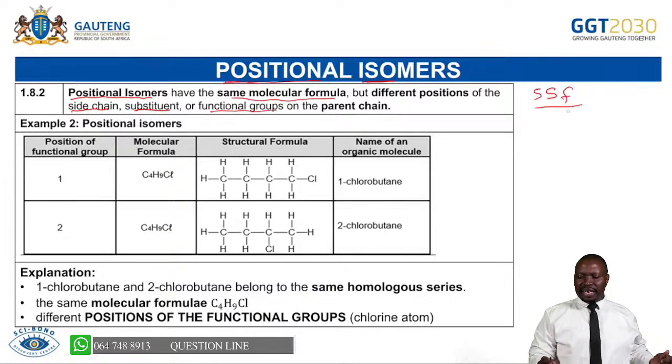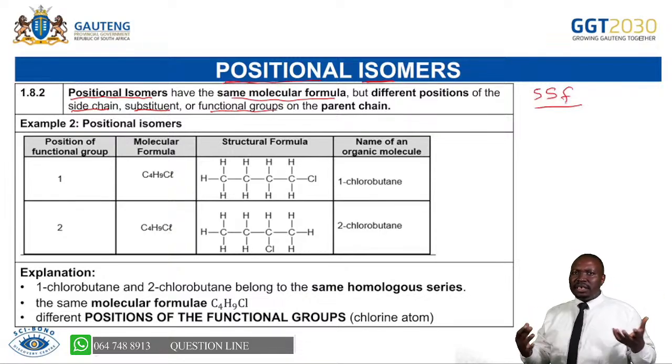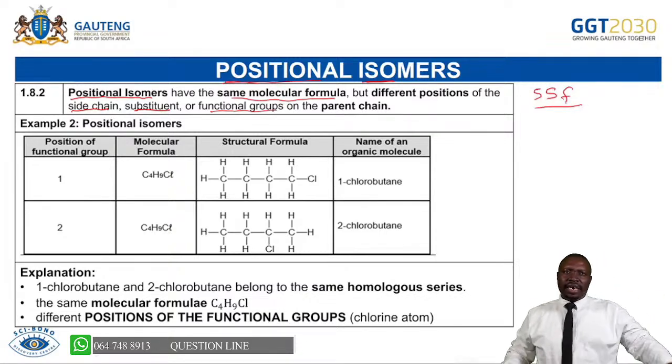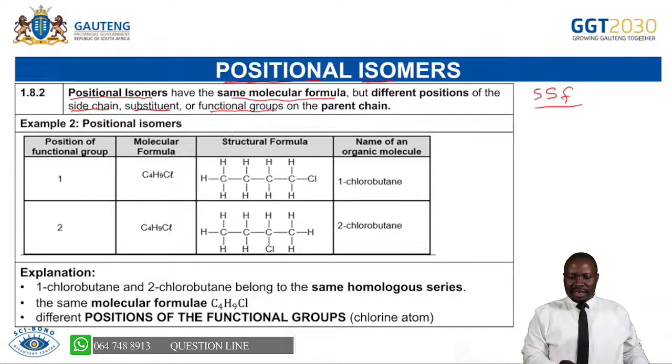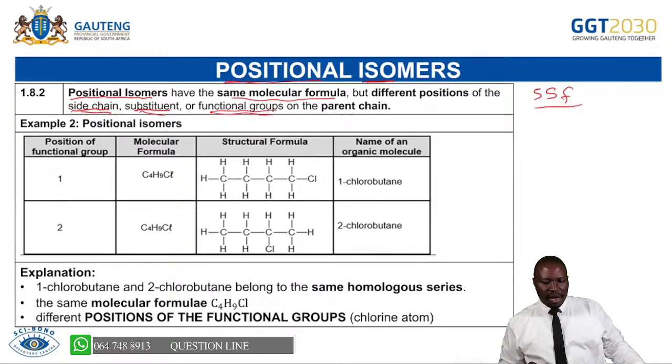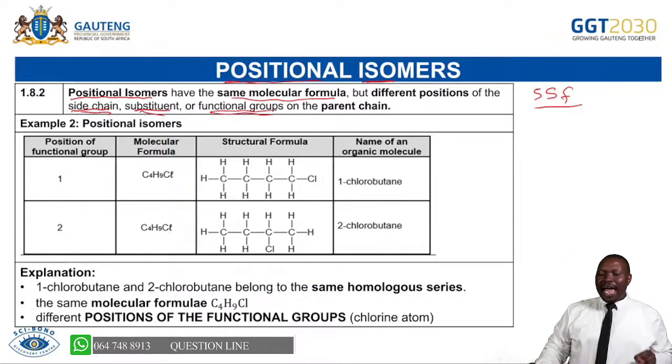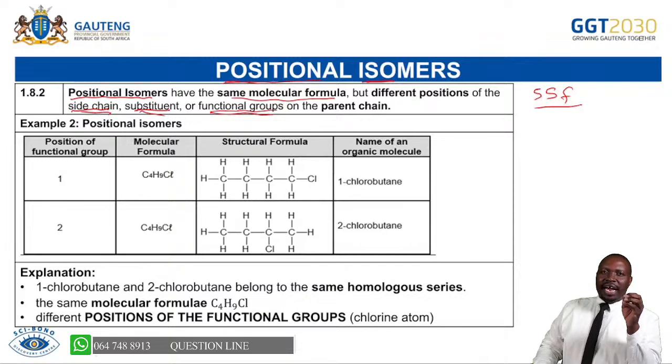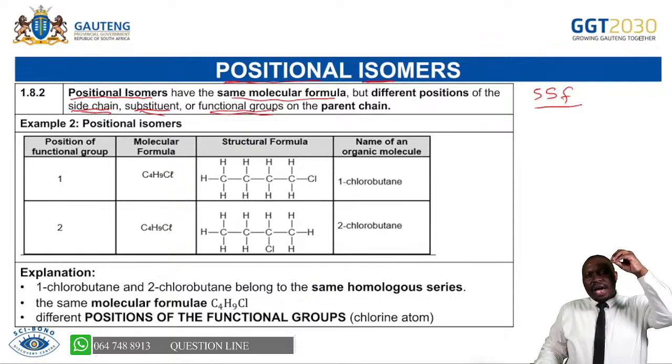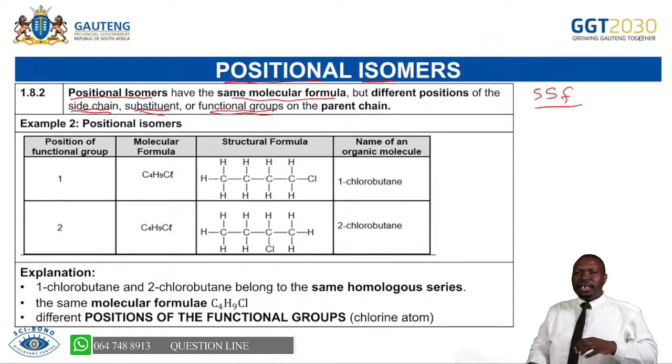When I say different SSF, I'm just making it easier for you to remember, but you can't write that in the exam. You must know that what is different there is the side chain, the substituent, the functional group on the parent chain. Now, positional isomers, like chain isomers, happen within a homologous series, within one family.